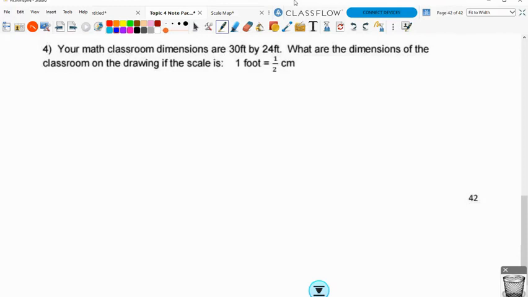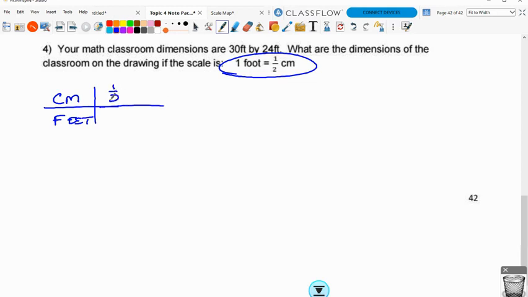In example number 4, we're told that your math classroom dimensions are 30 feet by 24 feet. What are the dimensions of the classroom on a drawing if the scale says 1 foot equals 1/2 centimeter? Okay, we need to come up with the dimensions for the length and the width. We see right here in actual distances, it's 30 feet by 24 feet. All right, so let's set up 2 different ratio tables. This time we have centimeters and feet when we look at our scale ratio. Okay, so we know that 1/2 centimeter corresponds to 1 foot in actual distance.